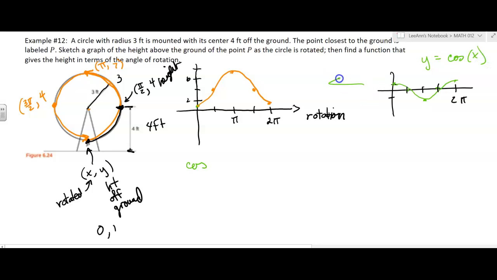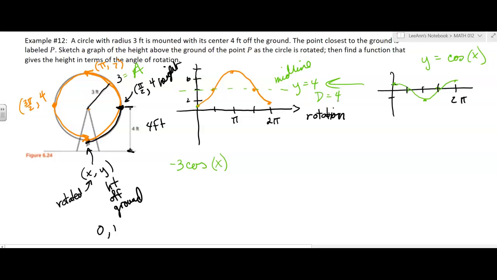And how has it changed then? Well, it's got a stretch to it, right? Instead of going up to 1 and down to 1, the radius is 3. So that's going to be your A. But it's upside down, so it's going to have to be a -3. So we're going to put -3 in front of cosine of x. But then where's that midline? The midline was right here, at y equals 4. And so that means d is 4.